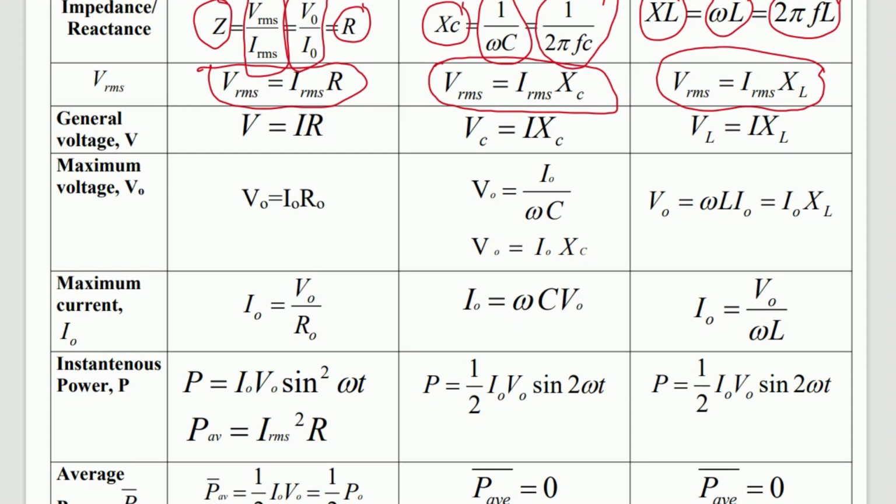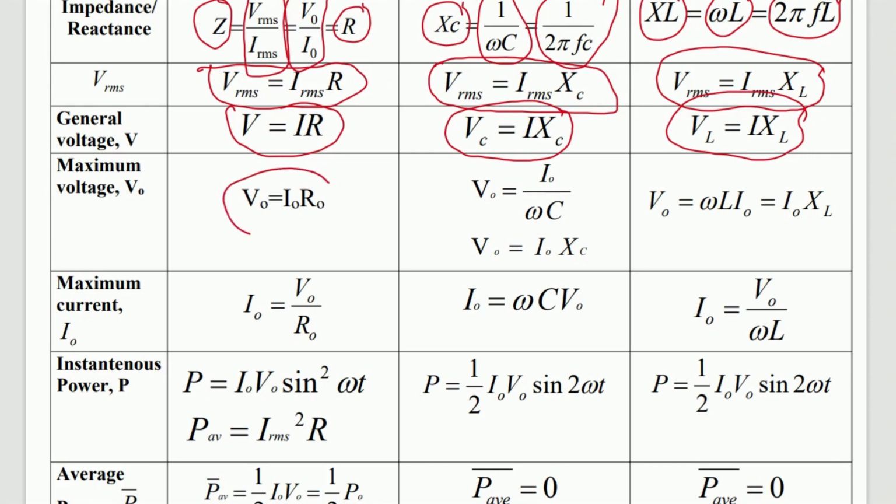For the general voltage V, or total voltage, for the pure resistor, V equals I R. For the pure capacitor, V_C equals I X_C. And for the pure inductor, V_L equals I X_L. X_C is the capacitive reactance, X_L is the inductive reactance.